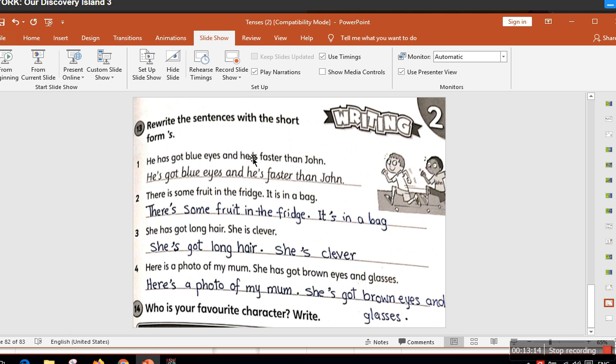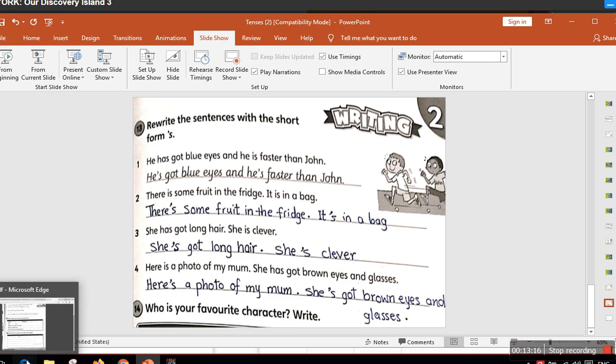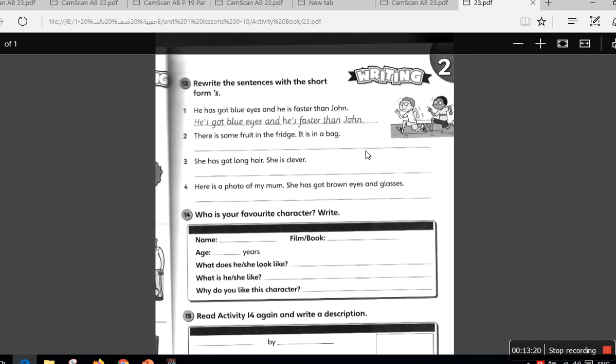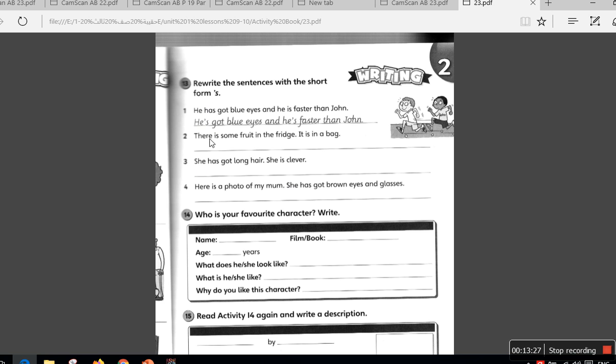Here you have to write these sentences in the contracted form. Look, he has, he's got. He is, he's stronger. So we have here, there is, should be there's. It is, it's. She has got, she's got. She is clever, she's clever. Here is a photo. So this should be written, here's a photo. She has got, she's got.